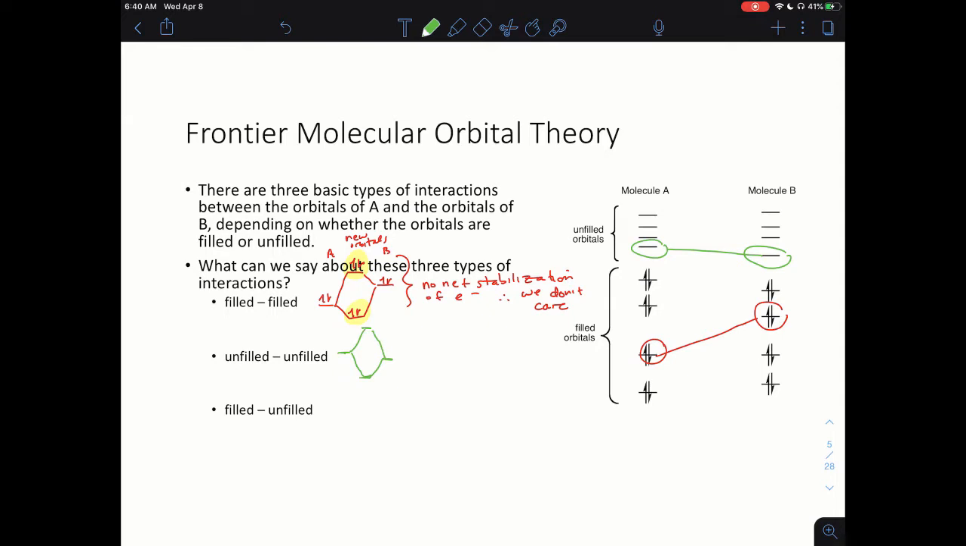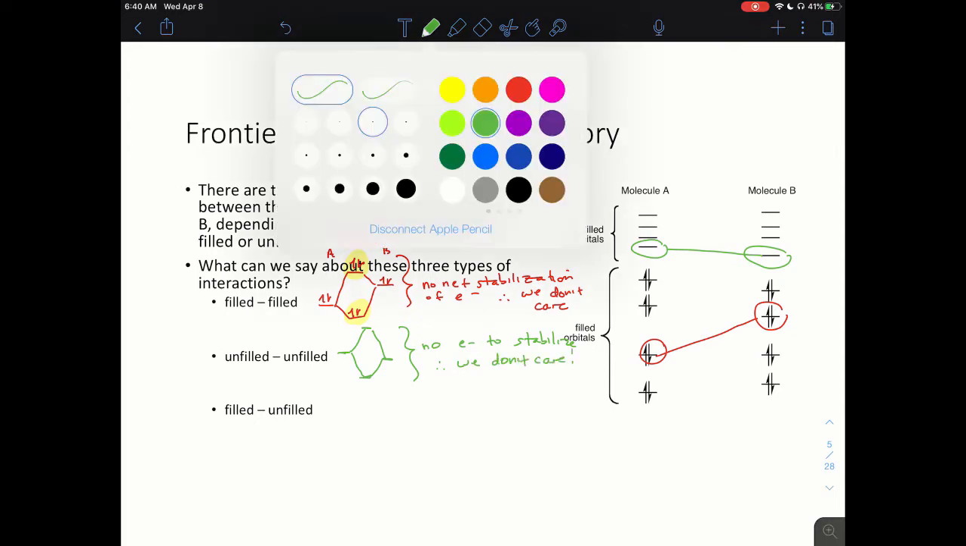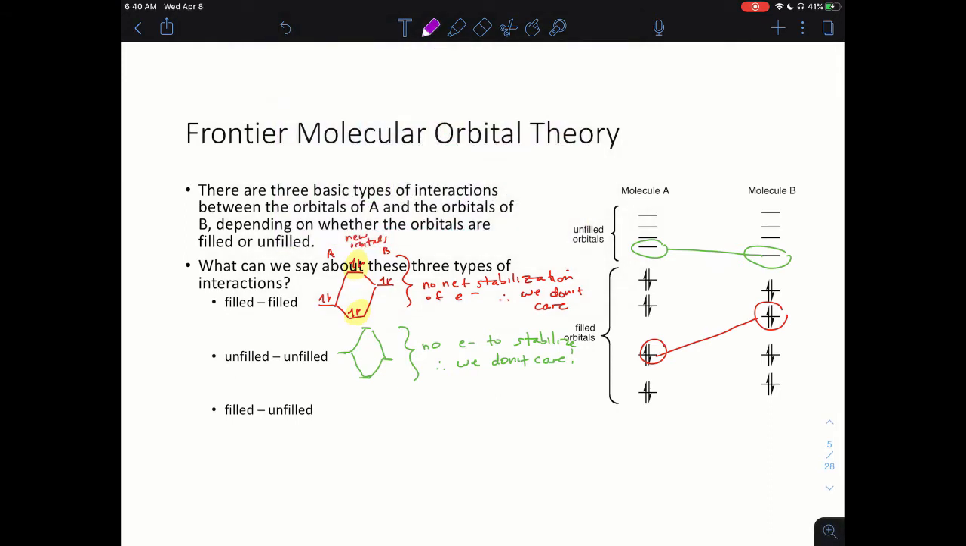Okay, now what? So we made our two new orbitals. One is lower energy, one is higher energy than where we started. Oh, but there's no electrons. So what do you think? There's no electrons to stabilize here, meaning there's no electrons to put in the lower energy orbital. So you guessed it, we don't care about this interaction, or we can ignore it. So much more fun to use unkind words.